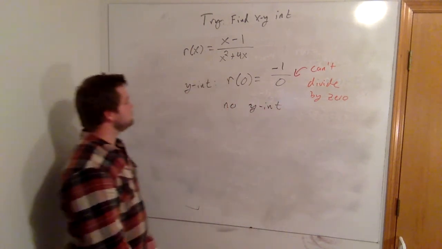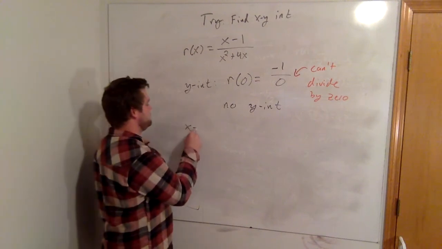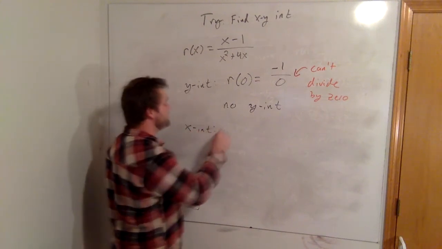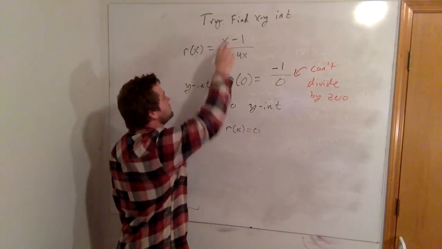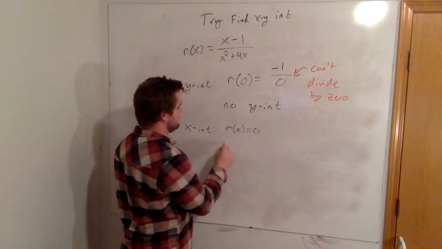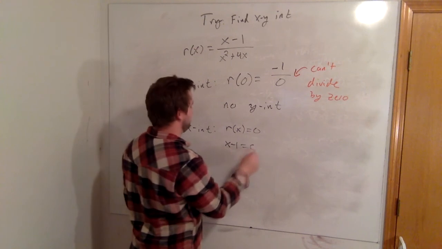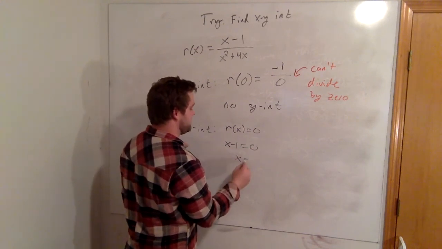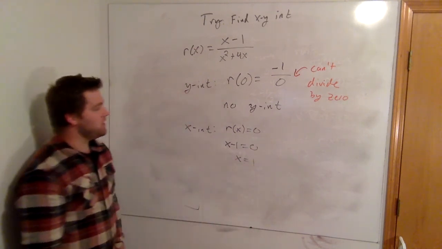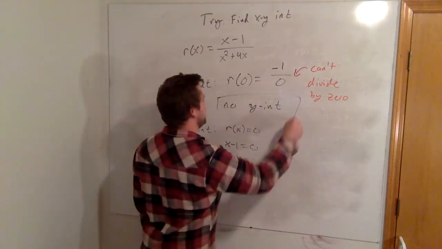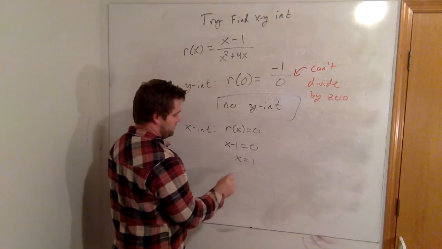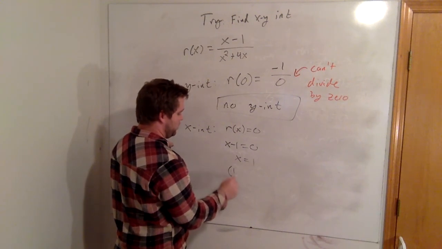Okay, what about the x-intercepts? The x-intercepts are going to happen when r of x is equal to 0. So I need to solve this equation when it's 0. But we learned that we just need to look for when the numerator is 0. So if I add 1 to both sides, I get x equal to 1. So here we would have no y-intercept, and we would also have an x-intercept at (1, 0).